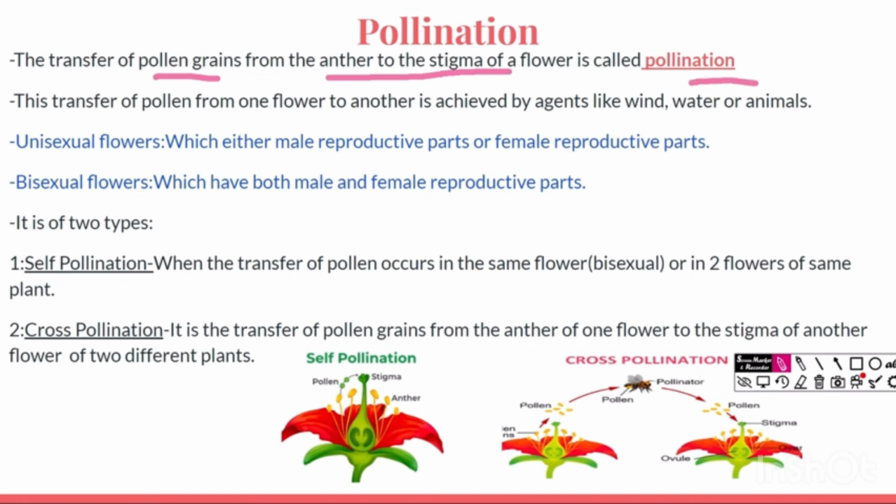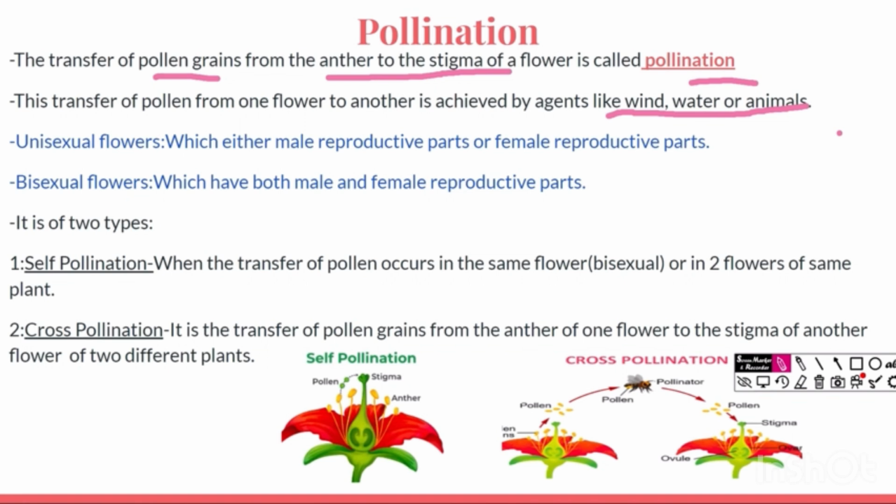Now how is this transfer possible? This transfer is done by various agents which are called pollinators. So by wind, water, or by various animals. Wind or water can carry these pollen grains from anther to stigma.